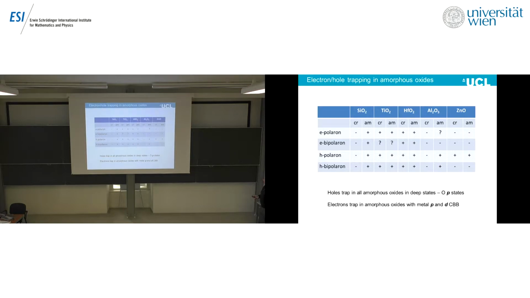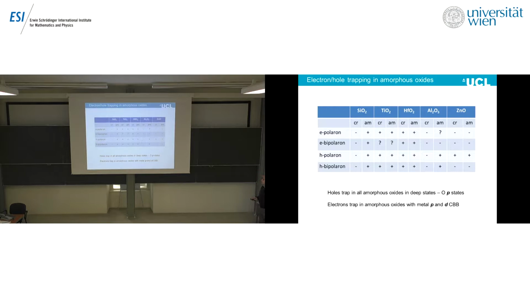Now, to finish, we actually studied several oxides. I talked about silica and hafnia, but we also looked at titania, alumina, and zinc oxide. Here is a summary of what we find about amorphous phases with respect to crystalline. For example, in silica, you don't have electron-hole localization in any form in quartz, but you do in the amorphous phase. In titania, you have electrons, and in the amorphous phase there is strong localization of both electrons and holes in much deeper states. In hafnia, I talked about it. In alumina, it is much more difficult.